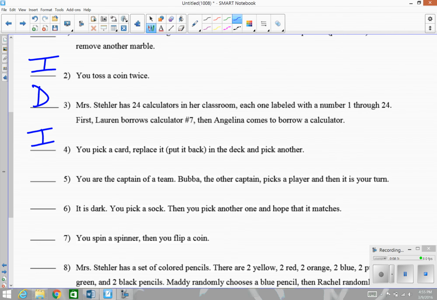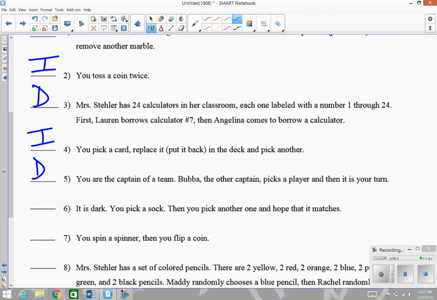You are the captain of a team. Bubba, the other captain, picks a player, and then it's your turn. Well, if Bubba's already picked a player, then now there's one less person for you to choose. So the total roster, the total number of people you're choosing from, has changed. That's dependent.